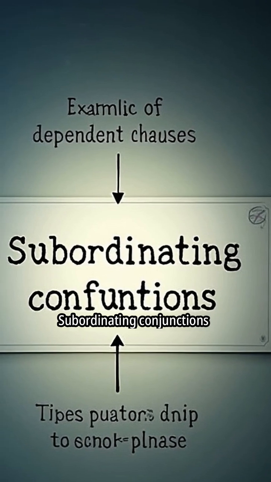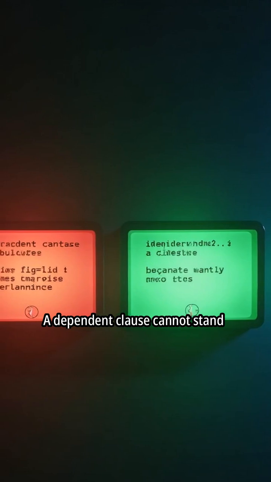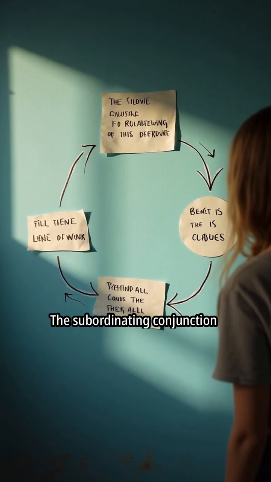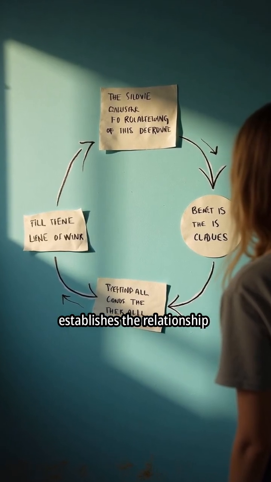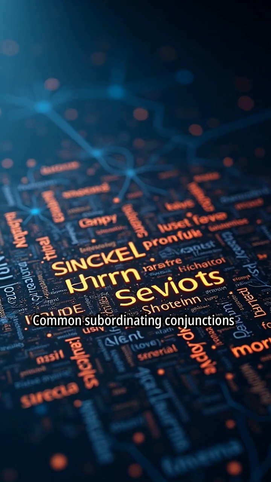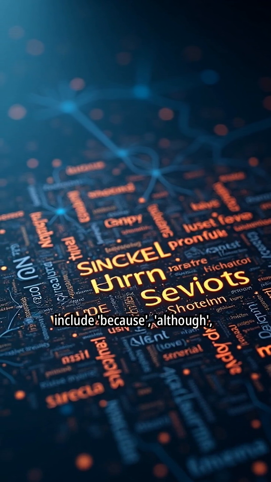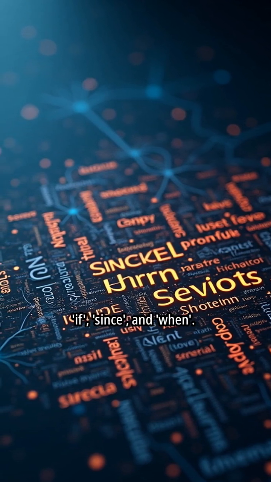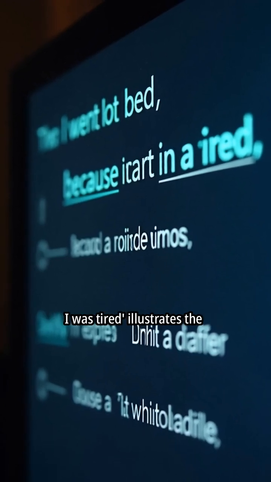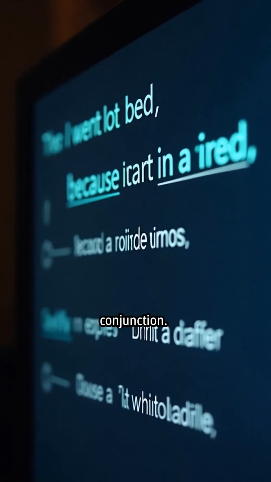Subordinating conjunctions introduce dependent clauses within a sentence. A dependent clause cannot stand alone as a complete sentence. The subordinating conjunction establishes the relationship between the dependent and independent clauses. Common subordinating conjunctions include because, although, if, since, and when. Example, I went to bed because I was tired, illustrates the use of because as a subordinating conjunction.